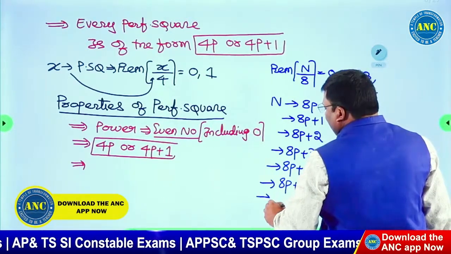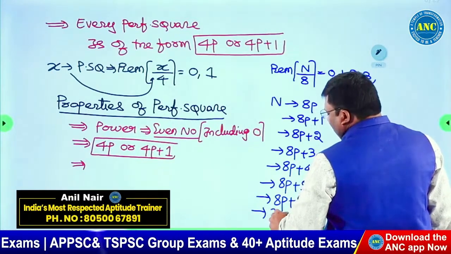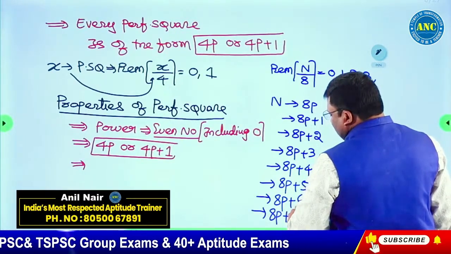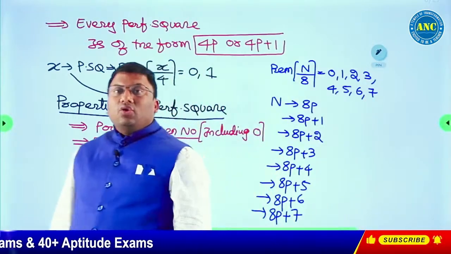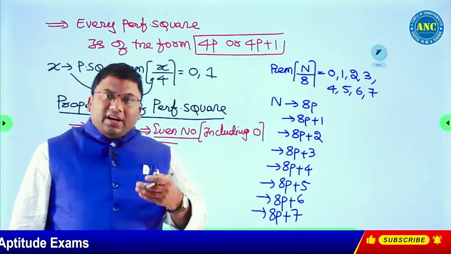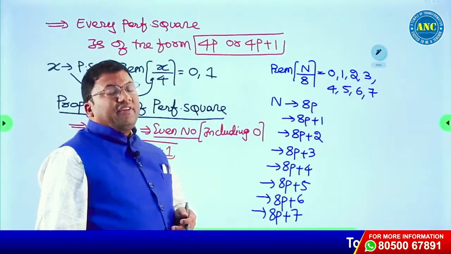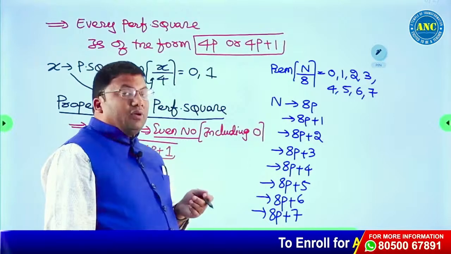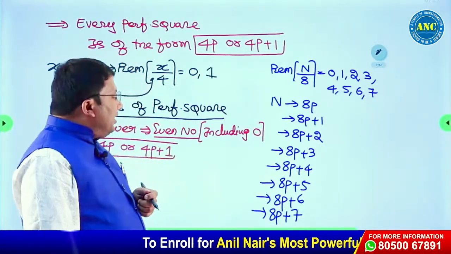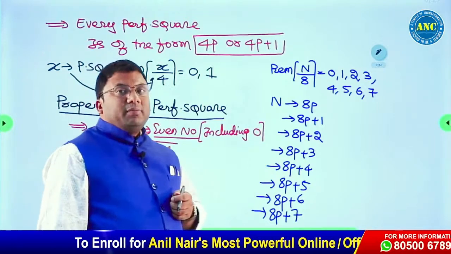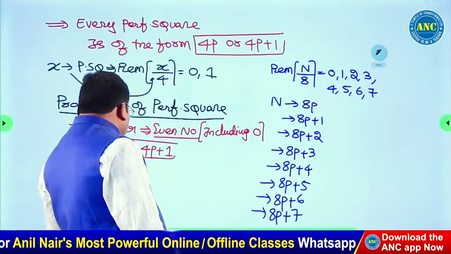What is the form of a perfect square when divided by 8? This is a little advanced level we are discussing. When you divide a number by 8, you will get 8 remainders, and the 8 remainders are from 0 to 7: 8p, perfectly divisible; 8p plus 1, remainder 1; remainder 2; remainder 3; and so on up to remainder 7. These are all the possibilities. Now, very, very interesting points.